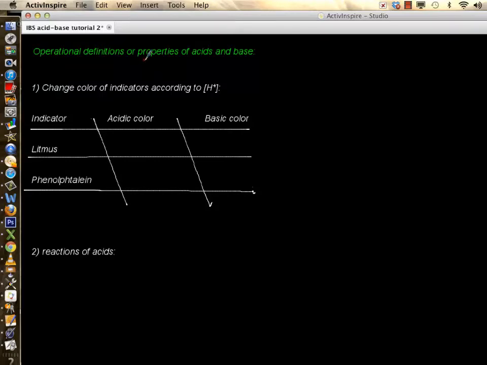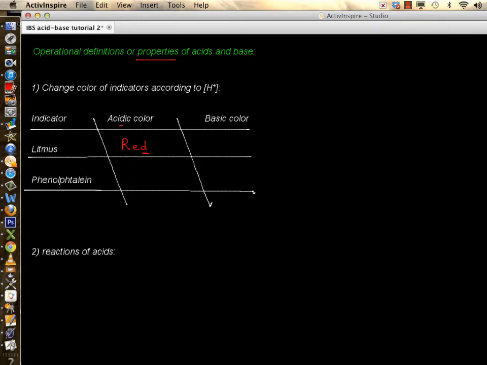In this tutorial, I'm going to talk about properties of acids and bases, also known as operational definitions, how they operate, what they do. The first attribute or character is change of color of indicators. Indicators are organic acids and bases that usually have distinct colors in different hydrogen concentrations of solutions. If you are in an acidic solution, if you have lots of hydrogen, for example, one indicator that you're used to is litmus paper. Litmus paper becomes red in acids, and you can remember the D of red and D of the acid, so red in acids.